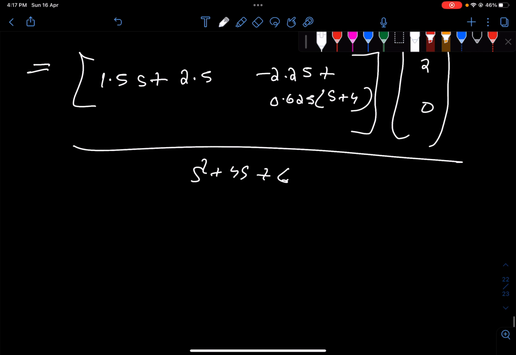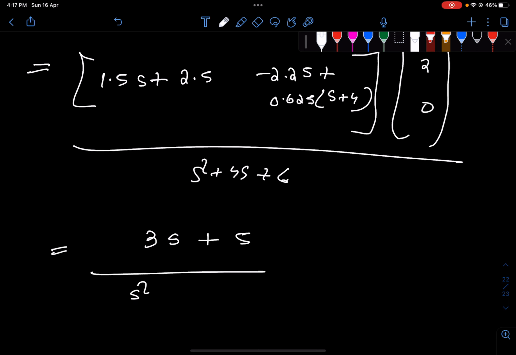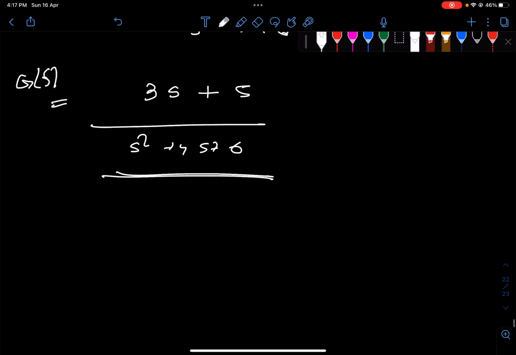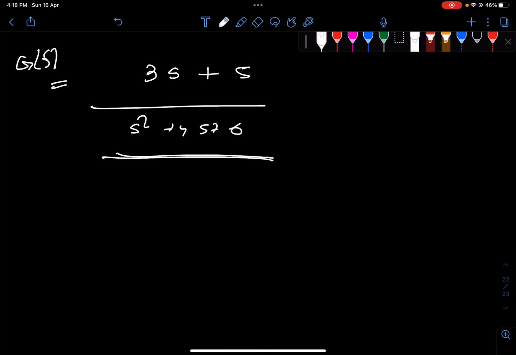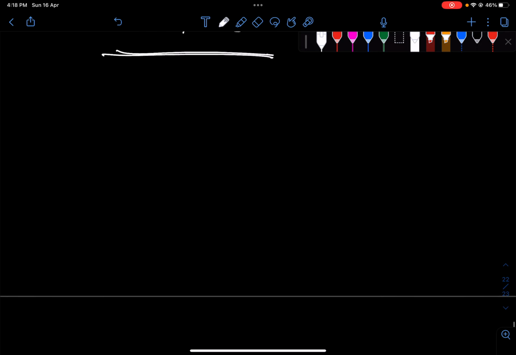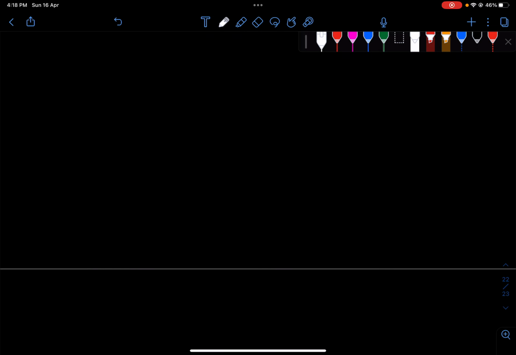So just by multiplying this one, we can easily find out what it is. Nothing but (3s plus 5) divided by s squared plus 4s plus 6. So this is our transfer function. So this is how from state space we are coming to transfer function. If it's a 3 by 3 matrix, I have discussed earlier how to find out the adjoint matrix and everything. Hope you find this one easy. So we have discussed from transfer function to state space and state space to transfer function.